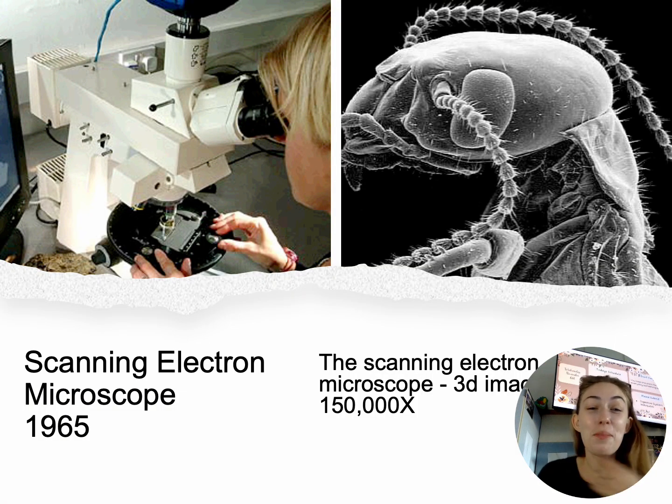Now, the next major microscopic discovery was the scanning electron microscope. The scanning electron microscope allowed us to look at 3D images, up to 150,000 times. But again, it was 3D rather than flat, so we could really see how that looks. Right here's a picture of a bug. I believe this one's an ant.